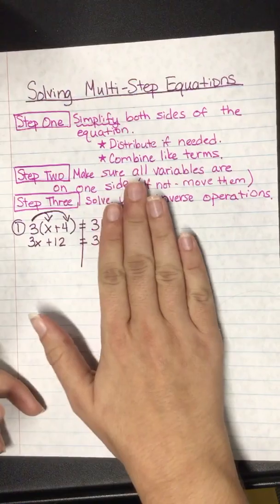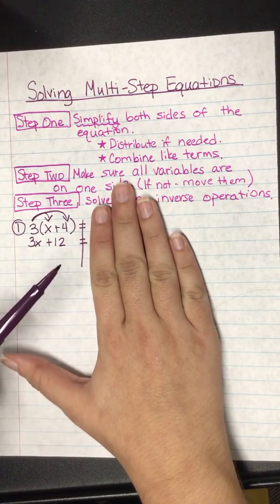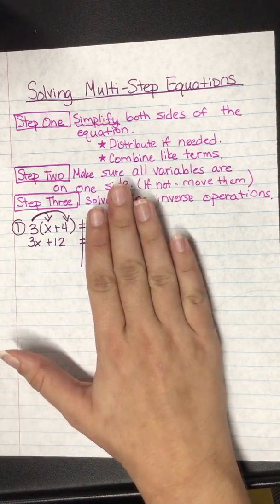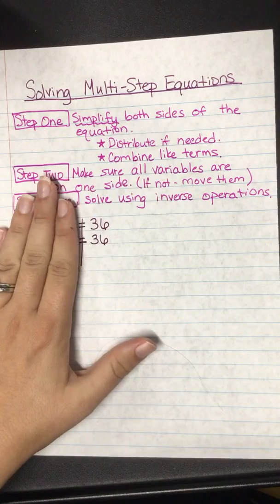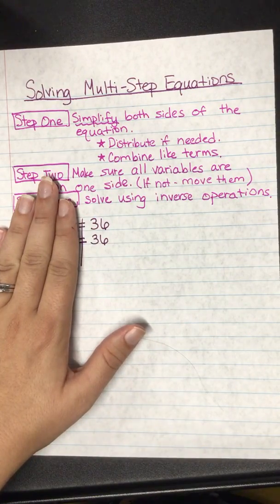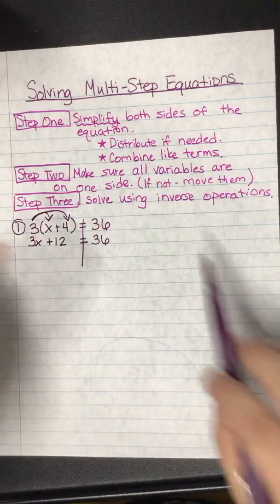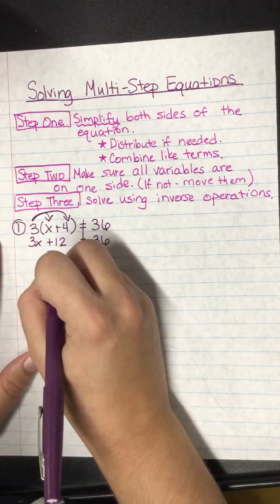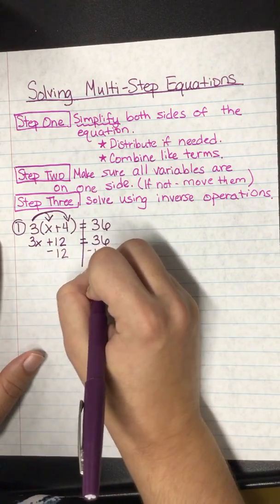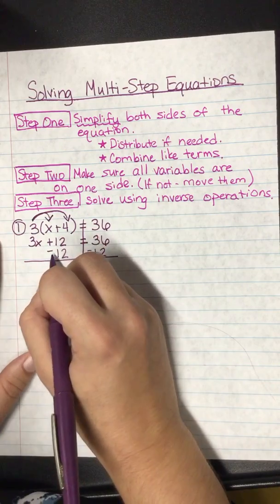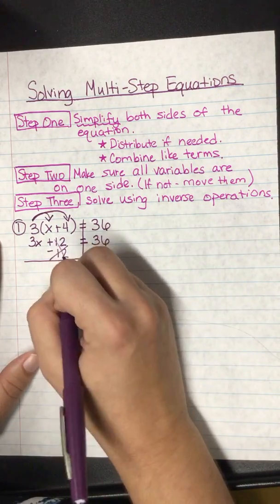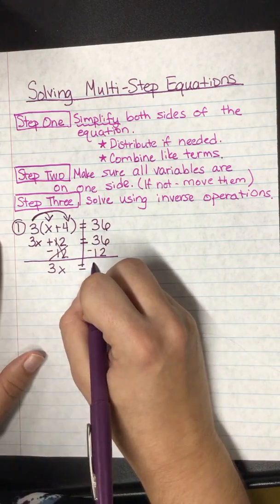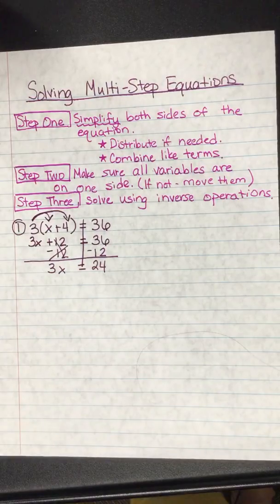Okay, so now our left side has no like terms, no distributing. It's as simple as it can be. Our right side clearly is as simple as it can be because it's just a number. So now we can do step 3, which is solve using inverse operations. So I'm going to subtract 12 from both sides because I always start with my addition or subtraction of my constant. Those are going to cancel. I'm left with 3x on the left. 36 minus 12 is 24 on the right.